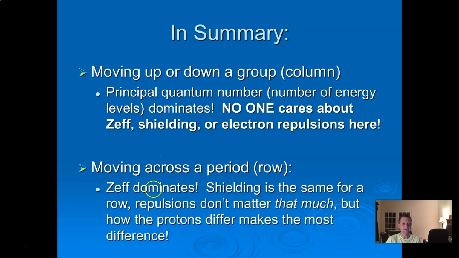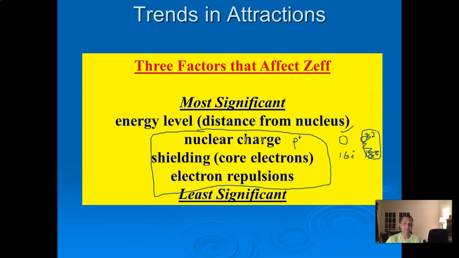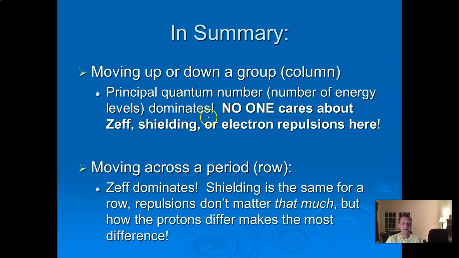Include all the other stuff in your answer if you're focusing on moving across a row or a period. That's where your effective nuclear charge, Zeff, dominates. Shielding is the same, and the repulsions don't matter that much, but how the protons differ will make the most difference. You saw in the previous slide that once you get past the number of protons in the nuclear charge, then you can focus on the other things. Okay? Use that list. Can't go wrong. Use it to explain everything. Ionization energy, atomic radius, all that stuff comes right back to attraction and Coulomb's Law.